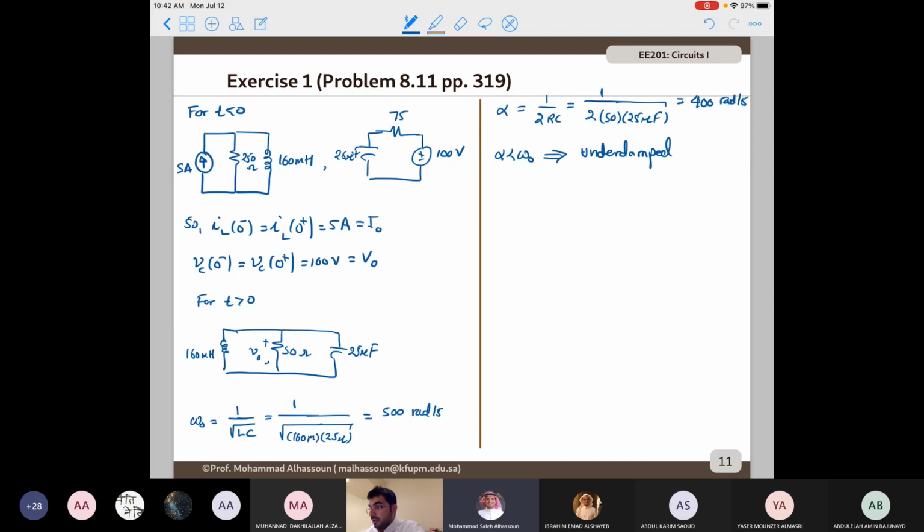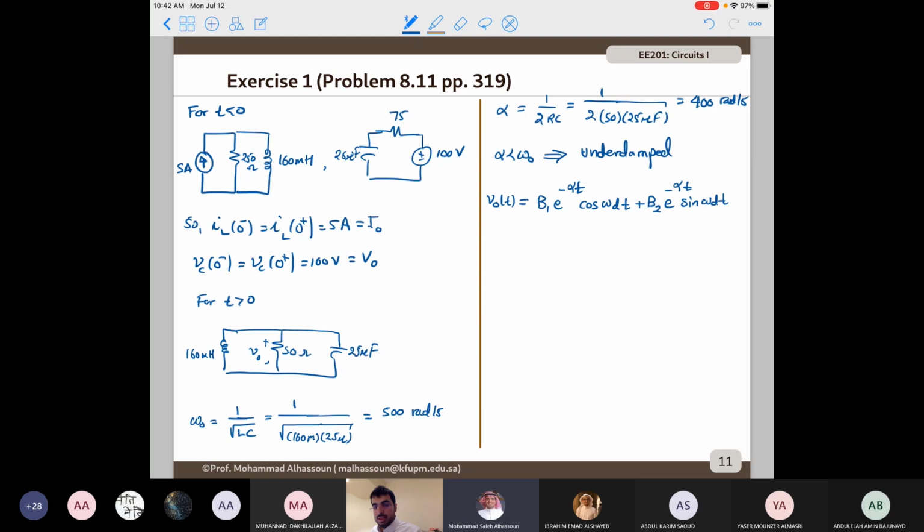So this response is underdamped. If we know the response is underdamped, we know the standard way of solving this problem. The solution should have the following form. Okay, so what's missing here? We are missing B1, B2, and omega D.